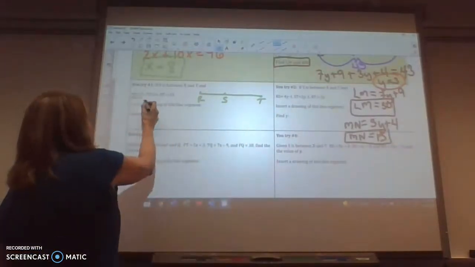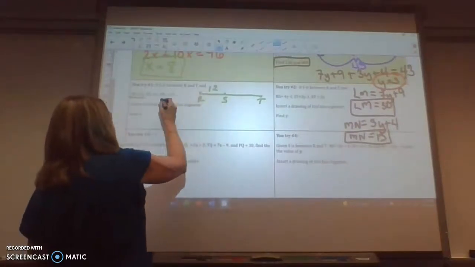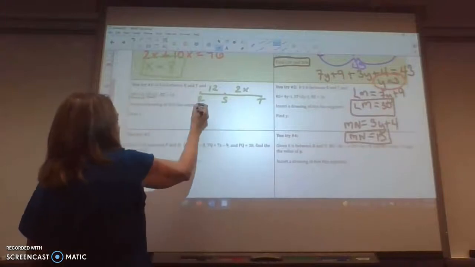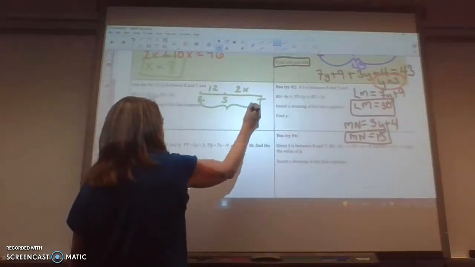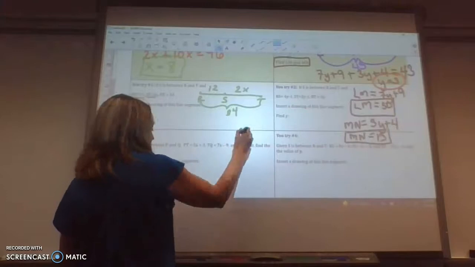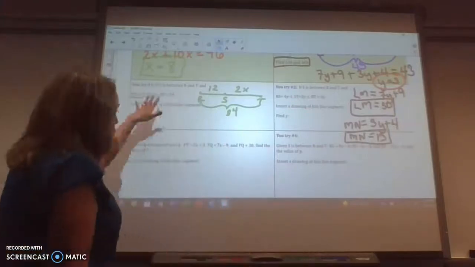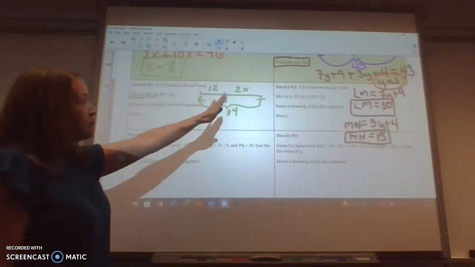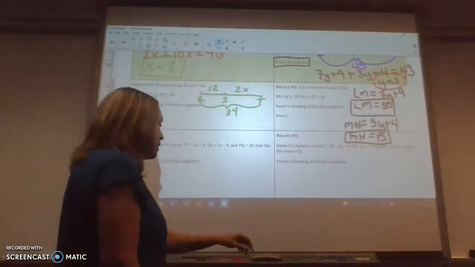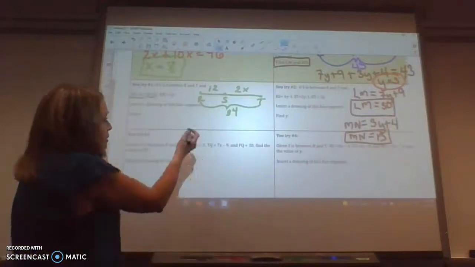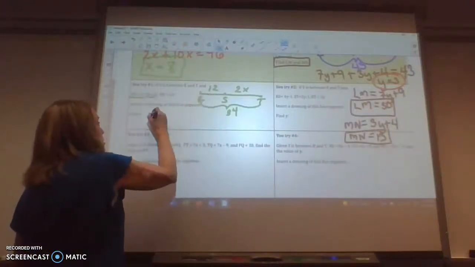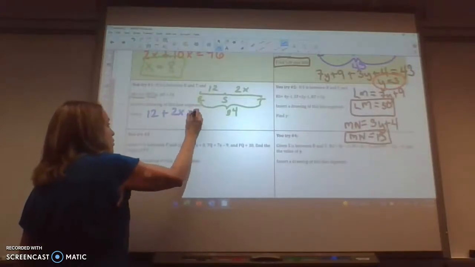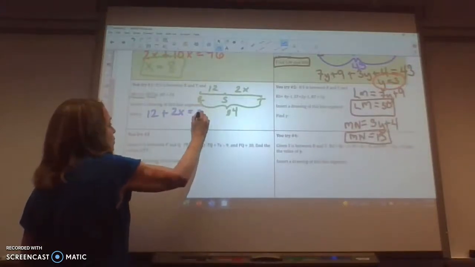Tells us RS, from R to S is 12. Tells us from S to T is 2x. And it tells us R to T, the whole thing, is 34. Okay? So I just drew it the way they told me to draw it. Putting the little piece to the little piece equal the whole is now my next step. So 12, little piece, plus the other little piece, 2x, equals the whole thing, 34.